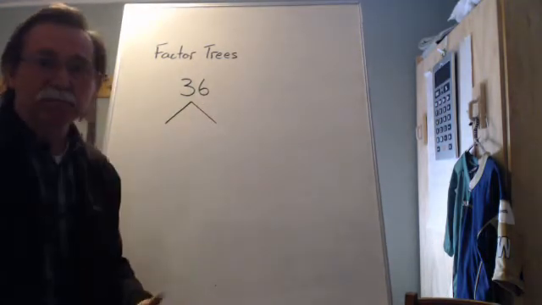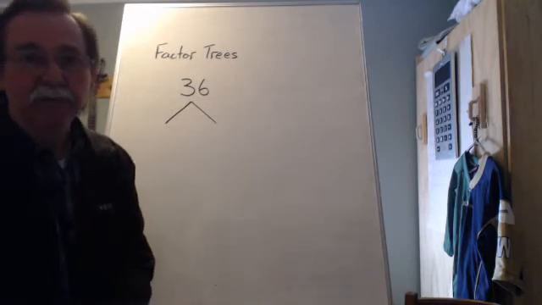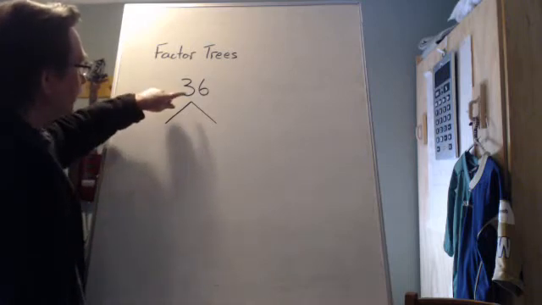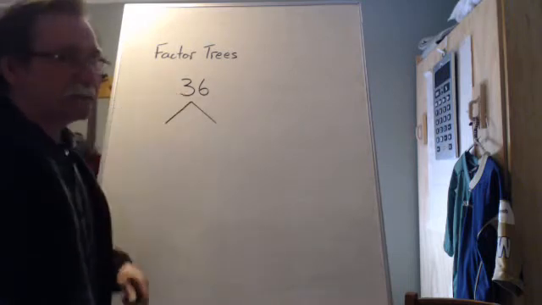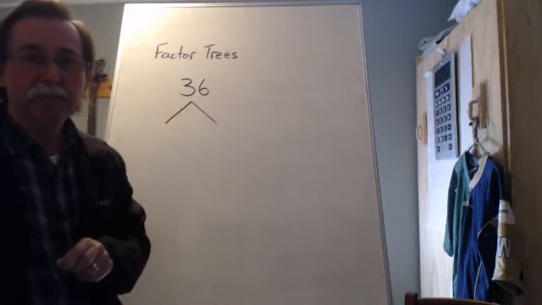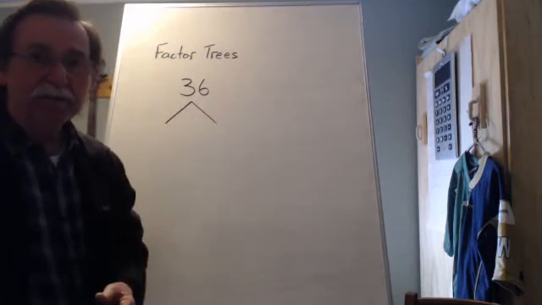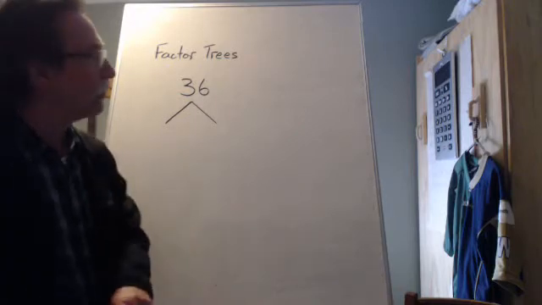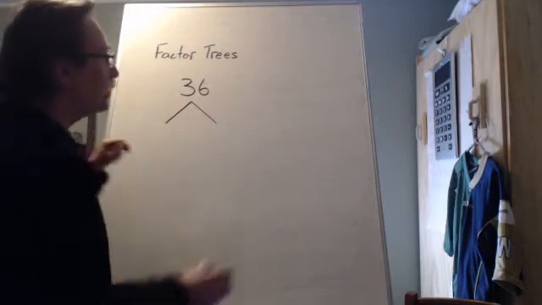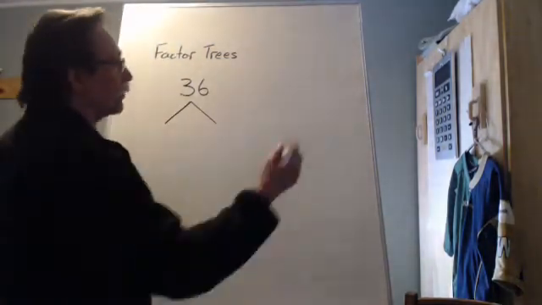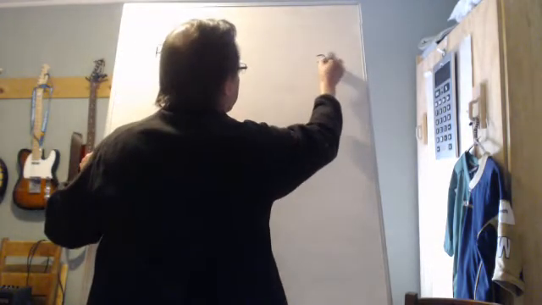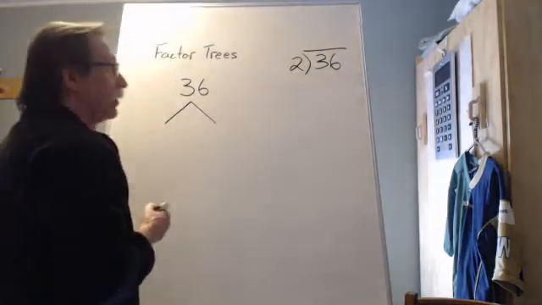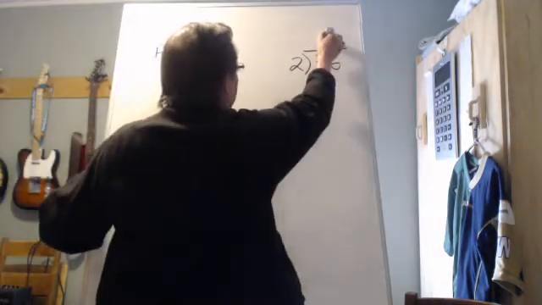I want to get 2 numbers multiplied together that give me 36. Well, let's think about what we've learned so far. I see that 36 is an even number. So I know it must be divisible by 2. So let's go find out what 36 divided by 2 is. So we'll use the lessons that we just had. So 36 divided by 2, and we get 1 up there.